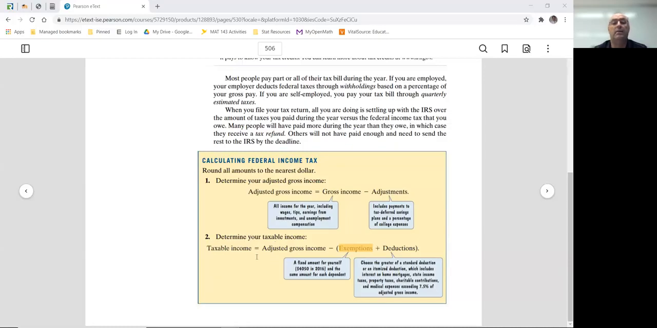The taxable income is the adjusted gross income, or AGI, minus, now the textbook says exemptions. Well, the exemptions for federal income tax and the North Carolina state income tax have both been eliminated. There is only deductions at this point. So we're going to subtract the appropriate deductions, either the standard deductions or the itemized deductions if they turn out to be more.